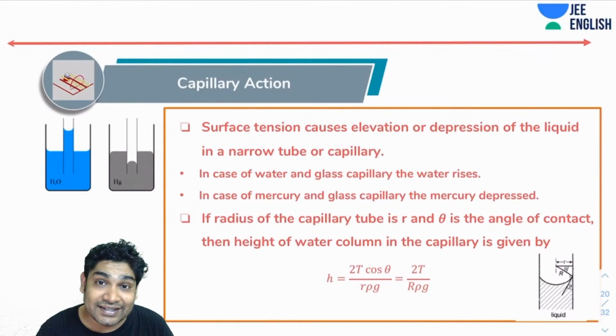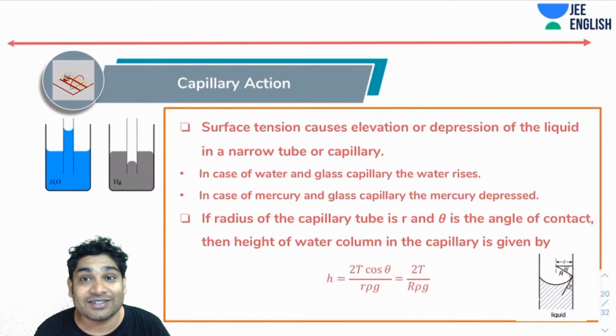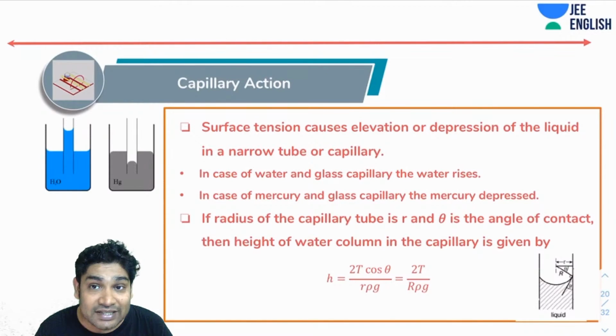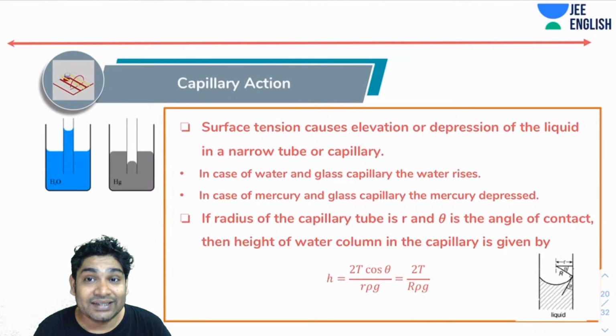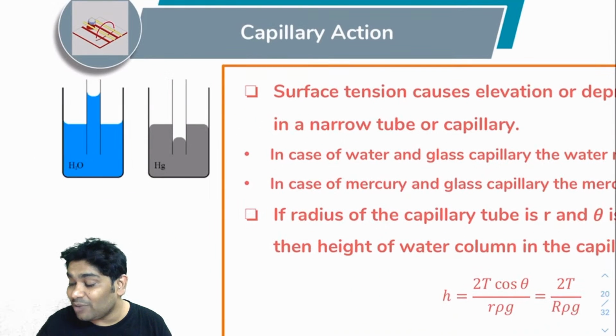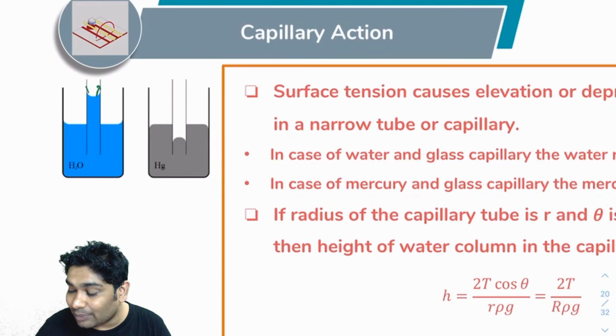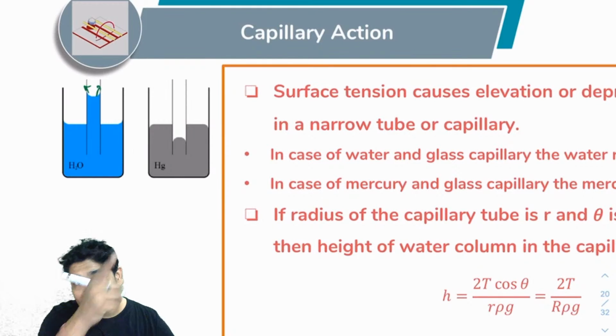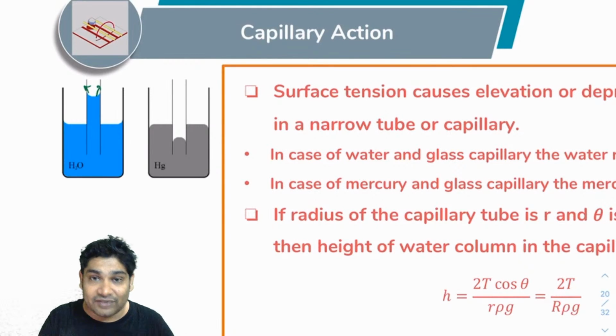Next, another interesting result is capillary action. This is also a result of surface tension. So what does that say? The surface tension causes elevation or depression of a liquid in a narrow tube. Narrow tubes are called capillaries also. Alright. In case of water and a glass capillary, the water will rise above. Why is it happening? Because the molecules from above are pulling it out. So what they are doing is that they are curving the surface and pulling the liquid molecules above.